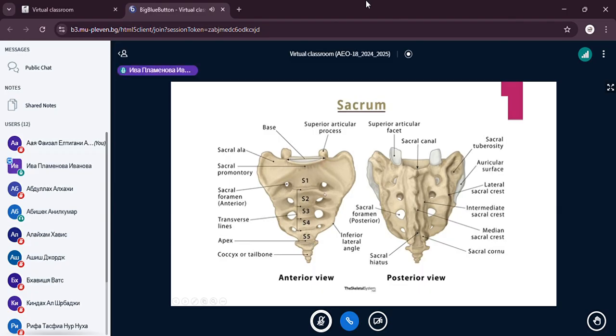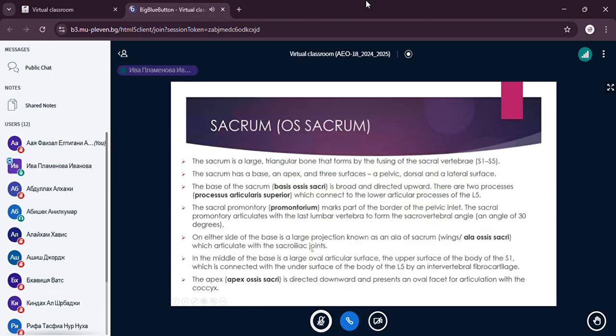This one is the anterior view. So this is the pelvic surface. This is the posterior view. So that's the posterior or dorsal surface. And on both sides are the lateral surfaces. On either side of the base, there is a large projection known as wings or ala ossis sacri, which articulate with the sacroiliac joints.